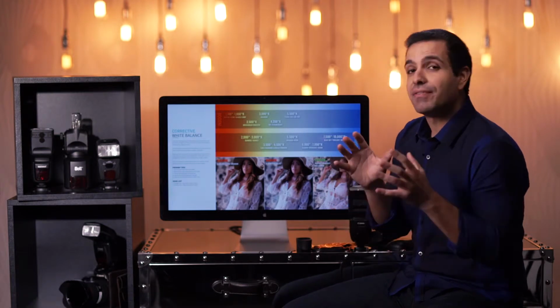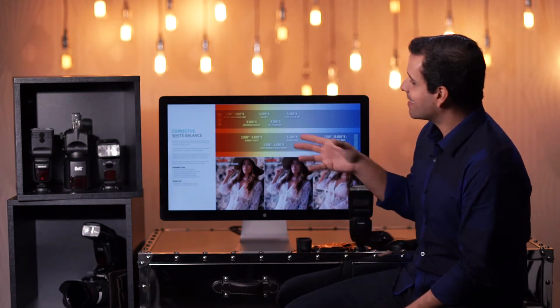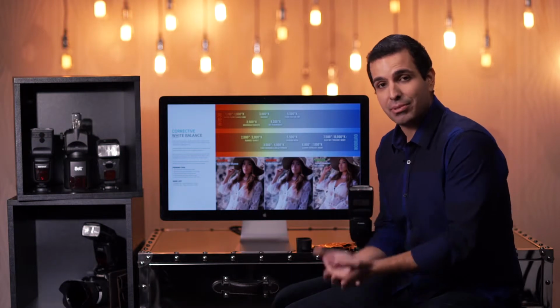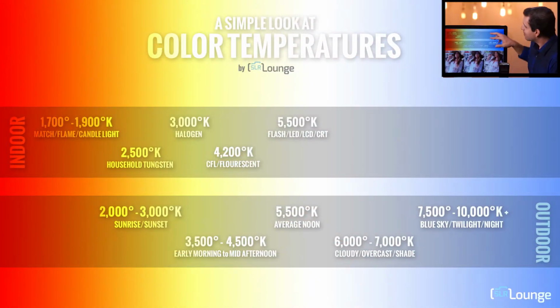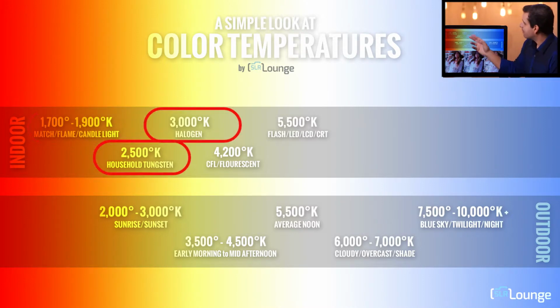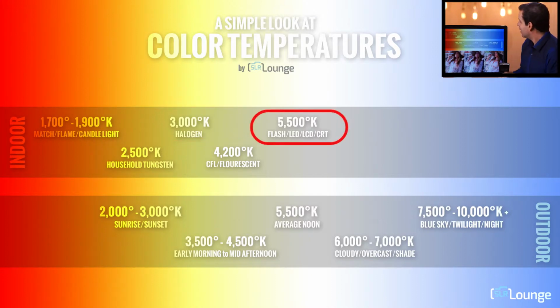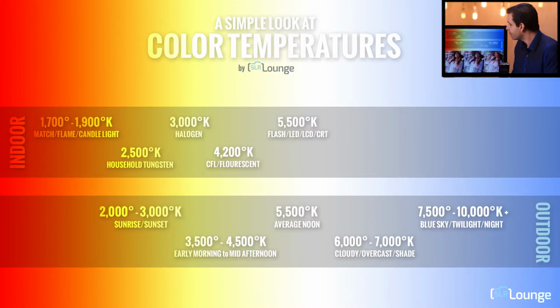Now, those of you that have watched Photography 101, you'll recognize this little diagram. This is our color temperature diagram showing some of the basic light temperatures of different indoor lights versus outdoor lights. So we have match flame candlelight, which is roughly just under 2000 degrees Kelvin. We have household tungsten and halogen lights like the lights behind us, which are roughly 2500 up to 3000 degrees. And things like flash. Flash is 5500 degrees, LED, LCD, CRT, these are all around 5500 degrees Kelvin.